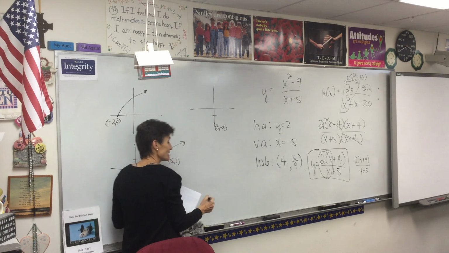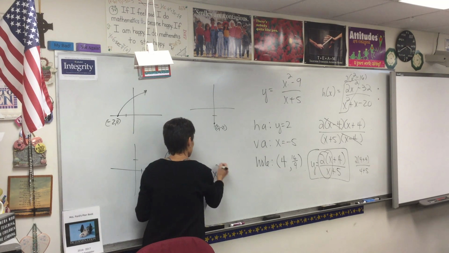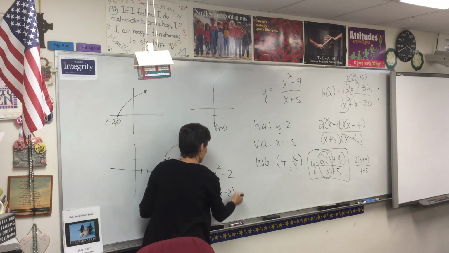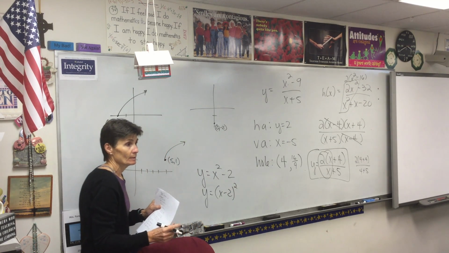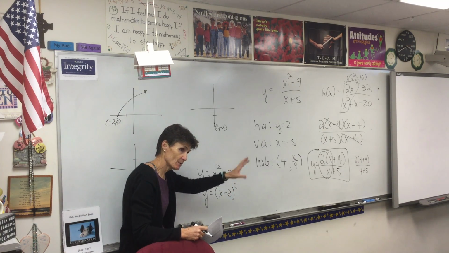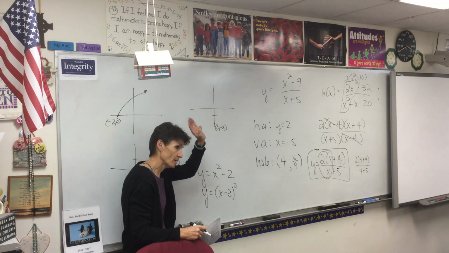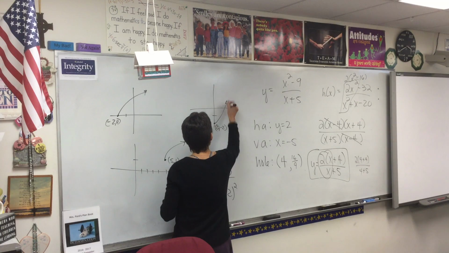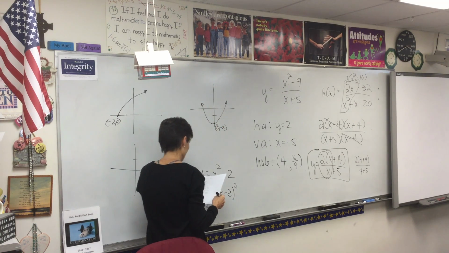Kids, you have to pay attention to whether the 2 is like that or whether the 2 is like that. If it's inside with the X, you're going sideways. If it's outside, you're going up and down. So that is a parabola down here.